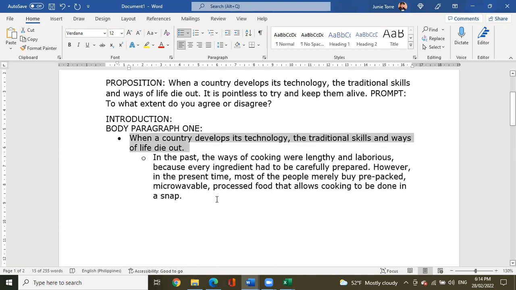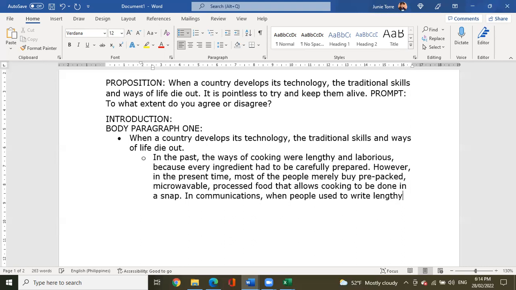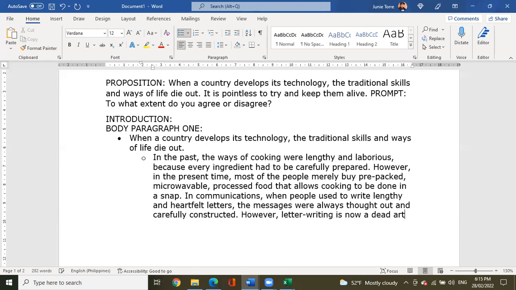Yun, okay na. No? And then maybe another example. What is another example? Cooking. When a country develops its technology, what else? Kelly, mag-isip tayo. Baka may ano eh. Baka lumabas to eh. What is another traditional skill that has died out because of technology? Letter writing na lang, no? In communications, di ba? Yun. When people used to write lengthy and heartfelt letters, the messages were always thought out and carefully constructed. However, letter writing is now a dead art. I wonder if people still write letters nowadays.